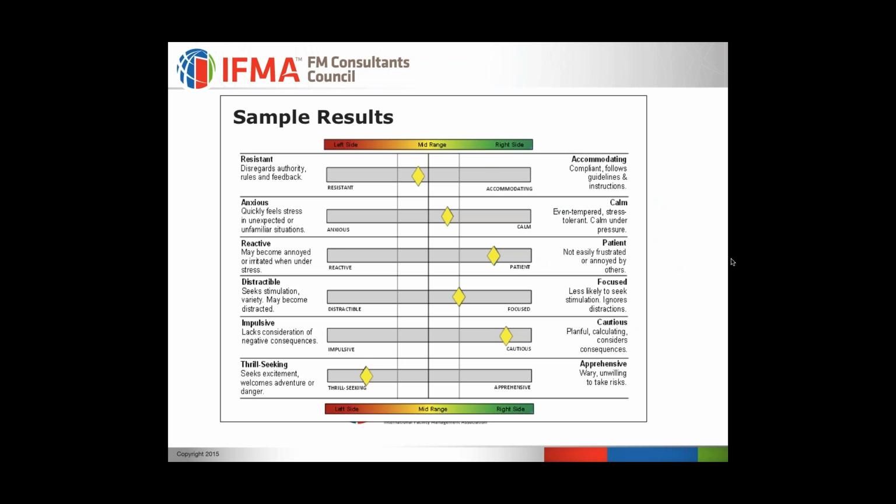This particular one happens to be our assessment. You'll see on the left there's rule resistant, or what we call defiant. There's an anxious personality. There's someone who's reactive, or it can also be called impatient or irritable. There's the distractible personality type. There's someone who's impulsive. The person doesn't really think about the consequences of their actions. And the final one is thrill-seeking.